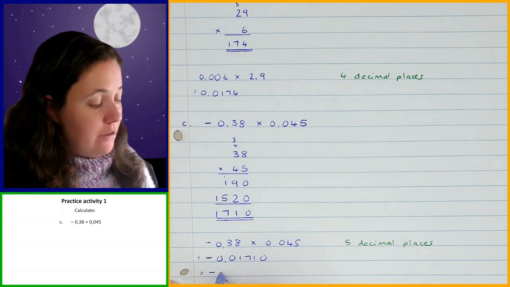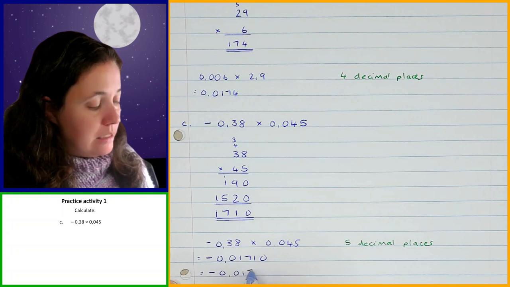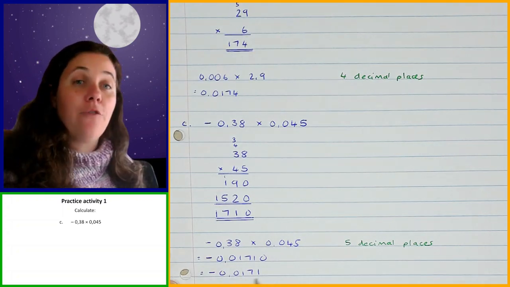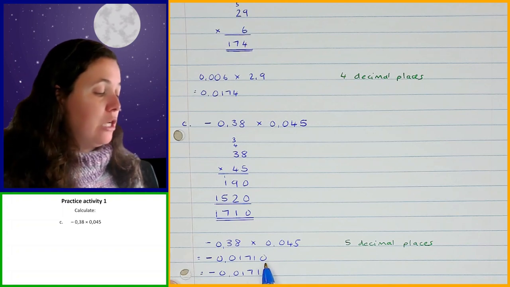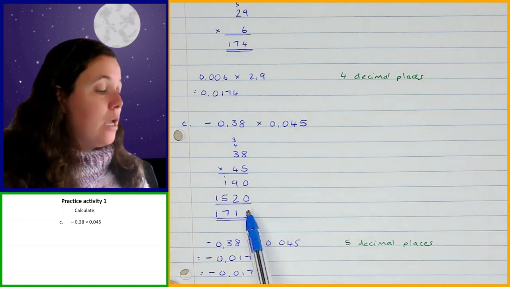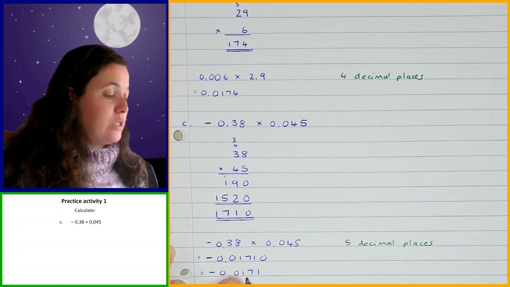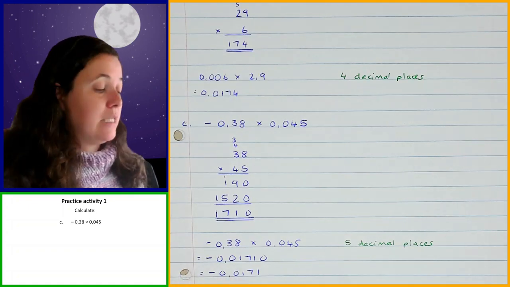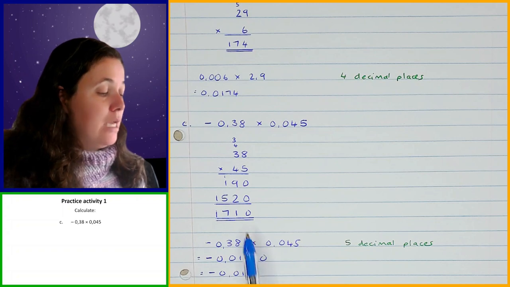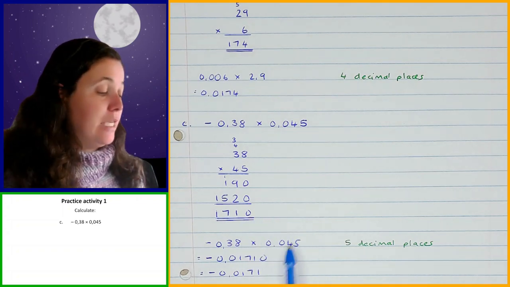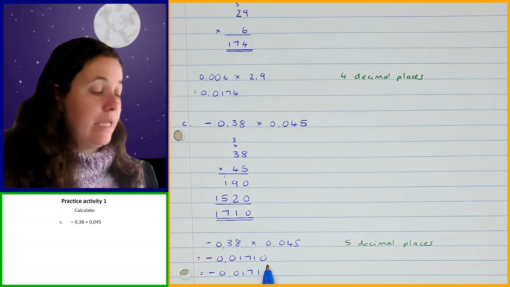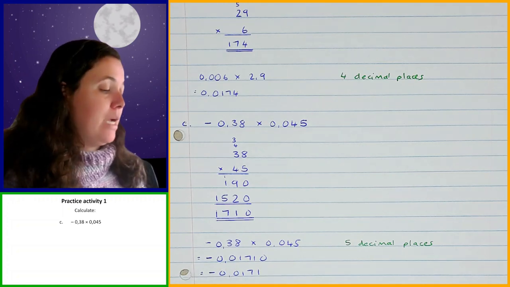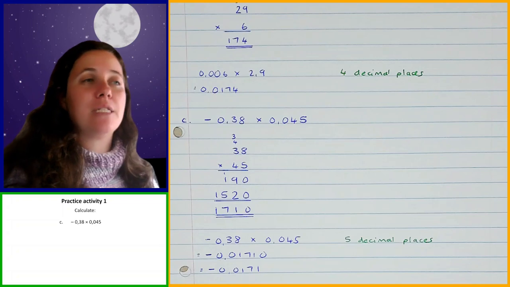So this is negative 0.0171. So if you look at the final answer, it actually only has 4 decimal places, but that's because the last decimal place was a zero. We can't move this all up to make sure that it still has 5 decimal places, because then we're changing the value of it. Okay, so we need to make sure that we do take that zero into account. It is part of the decimal places we get when we work it out, and then we can drop it after that. Okay, so that's what you should get for question C.